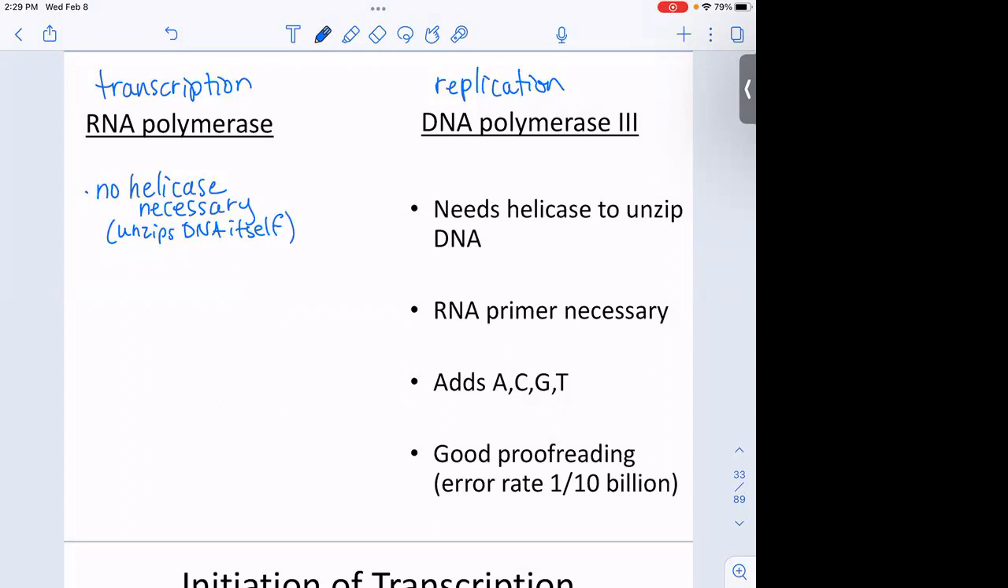And of course, we talked about how DNA polymerase 3 needs a primer to get started. RNA polymerase, no primer needed. Okay, of course, we've got these 4 bases that are added during replication, and we've got uracil instead of thymine.